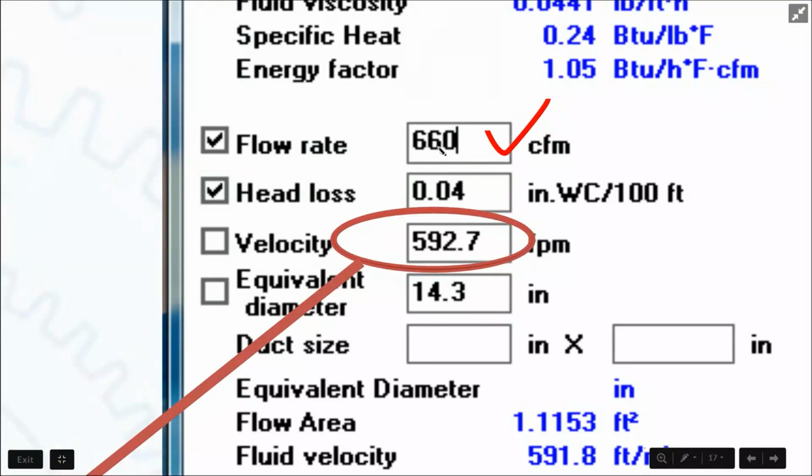So when I place 660 and 0.04, some value appears in place of velocity there. That value is populated automatically. Right. Okay. So it is 592.7. So this value is called the phase velocity value. Phase velocity is nothing but, at this much CFM and this much head loss, what the velocity will be. Got it? Got it.